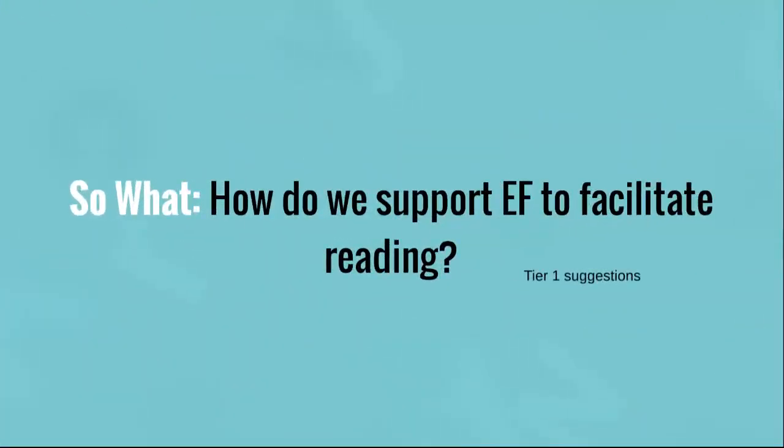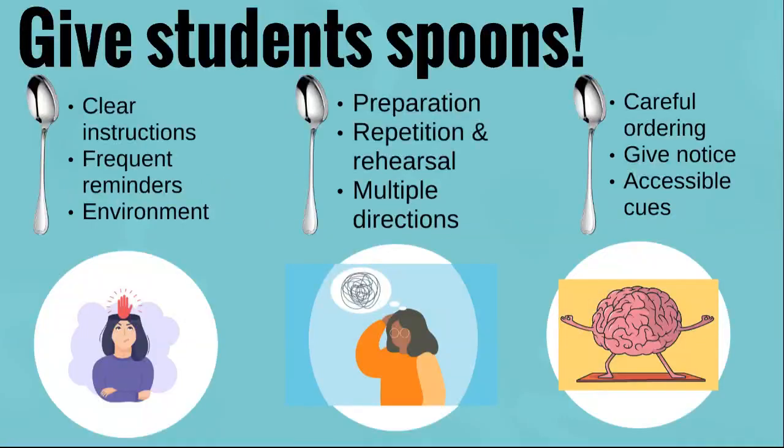So it's our so what time. So we know that this relationship exists. Now we want to think about how do we support executive functioning in our classroom to facilitate reading and to make reading itself cost less spoons in total. And the way to do this is to give students spoons or to make them have to spend less of their spoons.